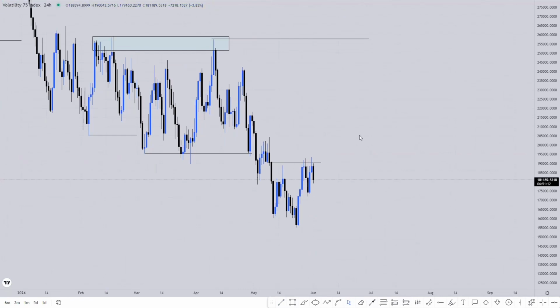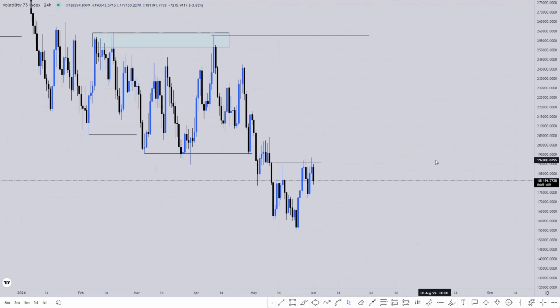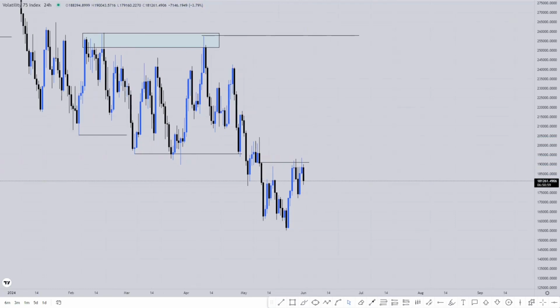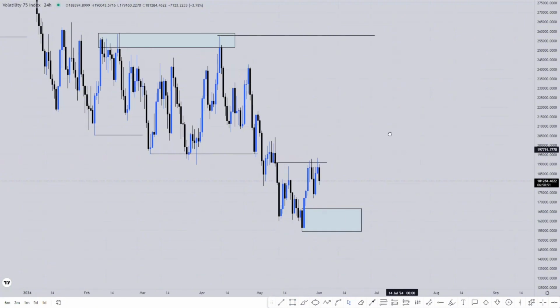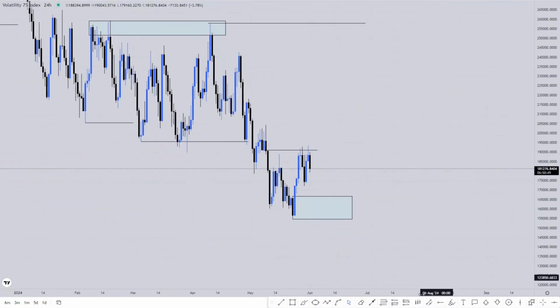But what I like is the lower time frames are also giving us signs. They actually gave us bullish signs. On the daily, another thing is we have this demand here that they left out. One thing that will most likely do us good is if they come there.